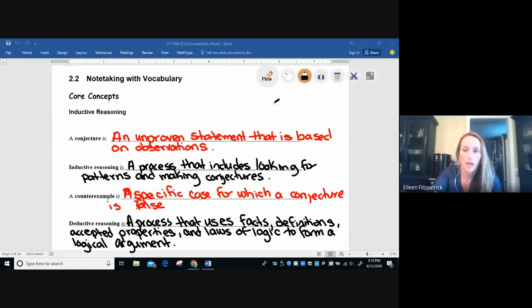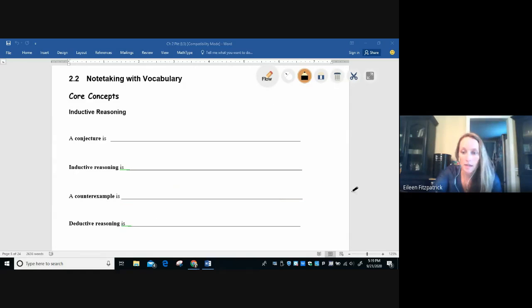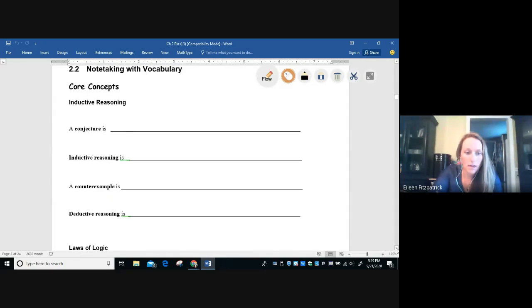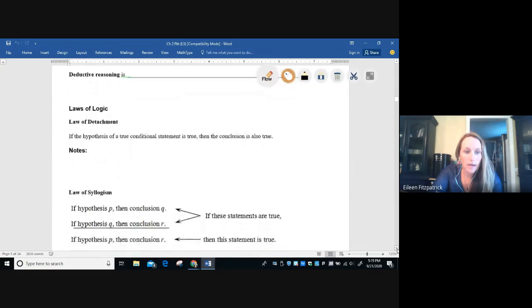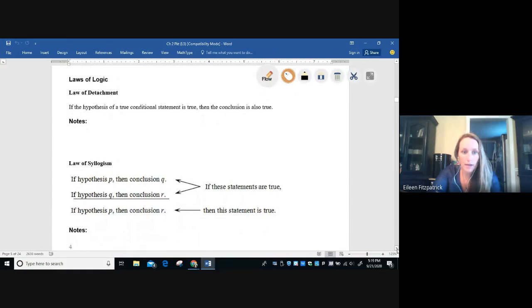All right, so that is the vocabulary. Let me move on. All right, laws of logic. So we have two different laws we're going to talk about today. One is called the law of detachment and the other is called the law of syllogism. Okay, so law of detachment. If the hypothesis of a true conditional statement is true, then the conclusion is also true. I'll read that again. If the hypothesis of a true conditional statement is true, then the conclusion is also true.